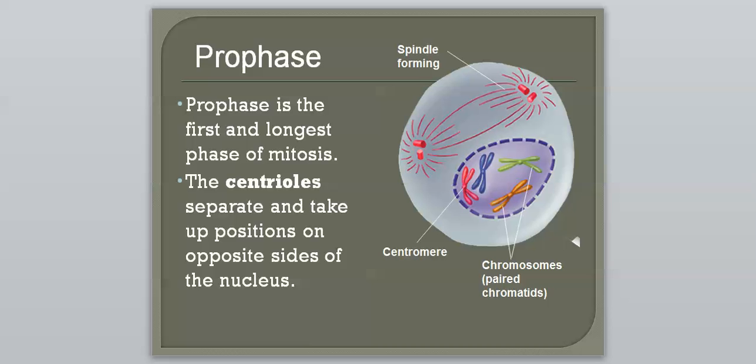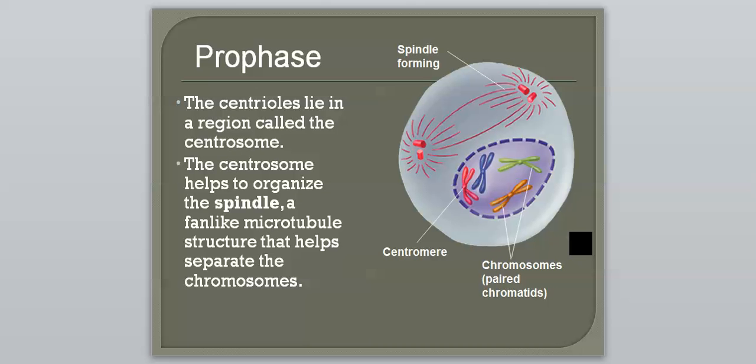I'm sorry, I called this the entire cell. This is just the inside of the nucleus. So they move to the opposite sides of the nucleus. I'm sorry, correction: this purple area is the nucleus. This other gooey light bluish area is the rest of the cell. So first step, the centrioles move to the opposite sides of the nucleus.